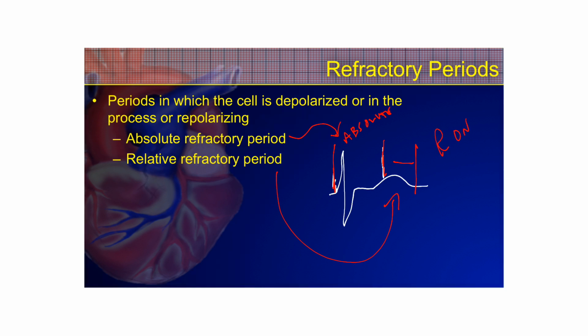R on T phenomenon, where if you had a PVC hit really early somewhere here in that relative refractory period, you could put a patient into VFib, VTach, or torsades de pointes. That's why in long QT syndrome, where you prolong this whole thing, you get a longer relative refractory period, and these patients are more susceptible to lethal arrhythmias like torsades or VFib.